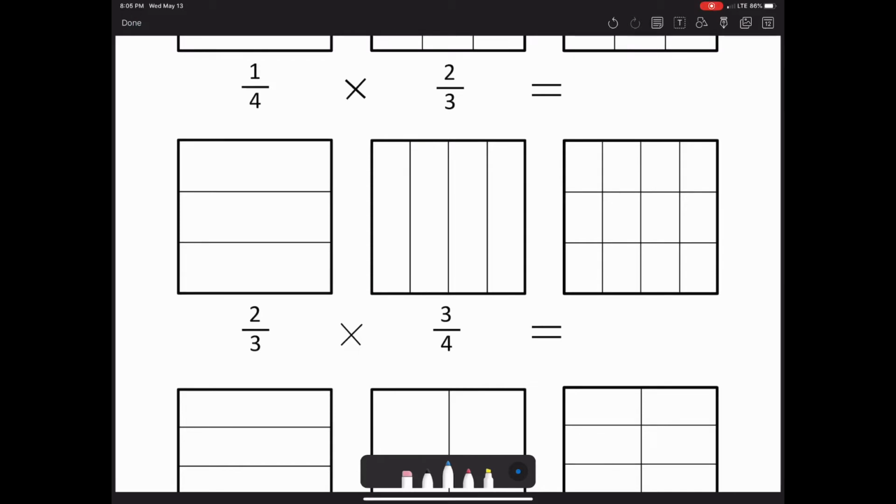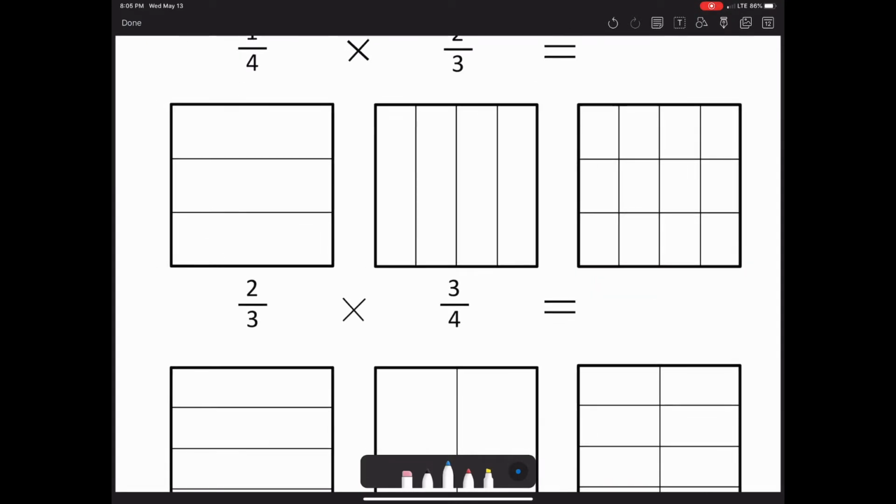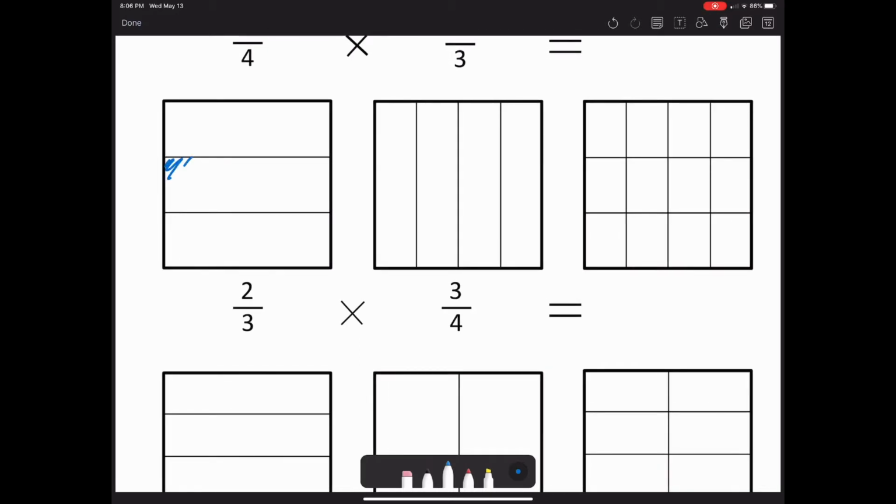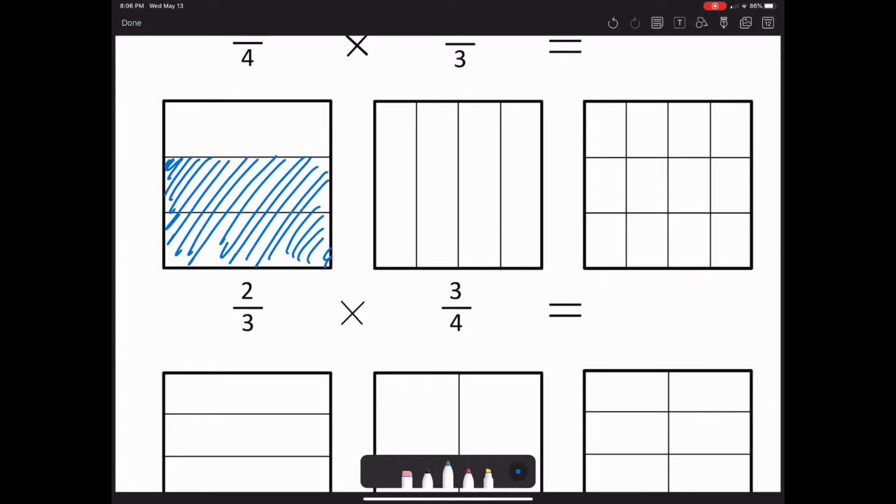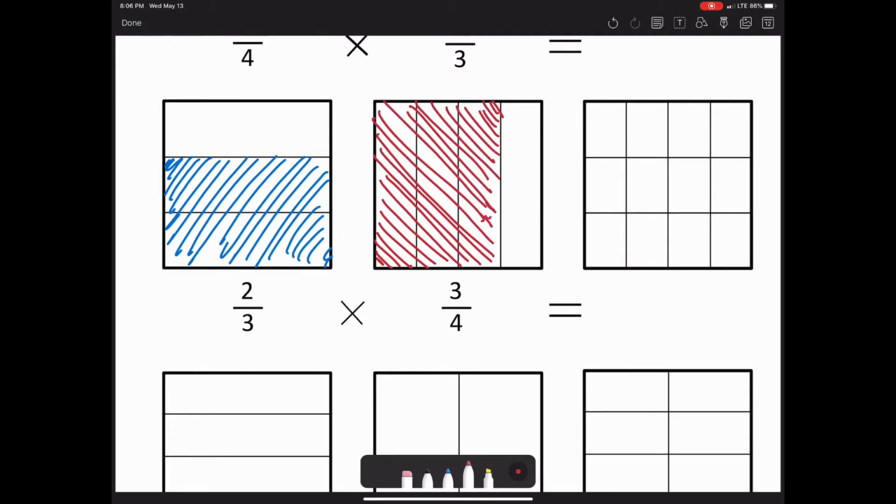Okay, there's two ways of modeling the multiplication of fractions using the area model. In the first way, this way is really good in showing you how it's a part of a part. So we're going to multiply 2/3 times 3/4 using an area model. So 2/3 would look like this. If I did it in blue, that would be 2/3. And if I did 3/4 in red, that would look like this. So this is 2/3 of a whole and 3/4 of a whole.